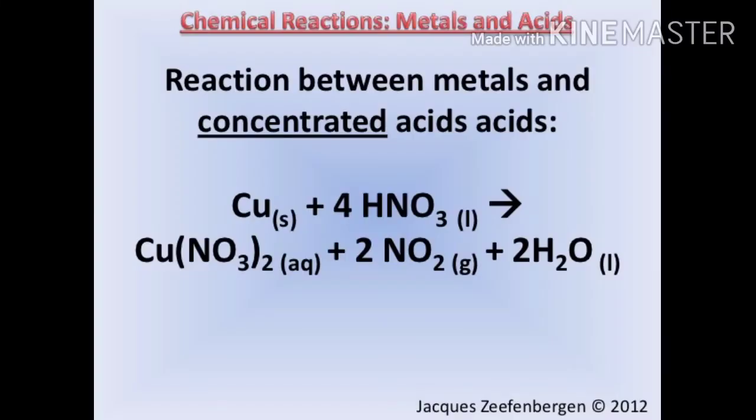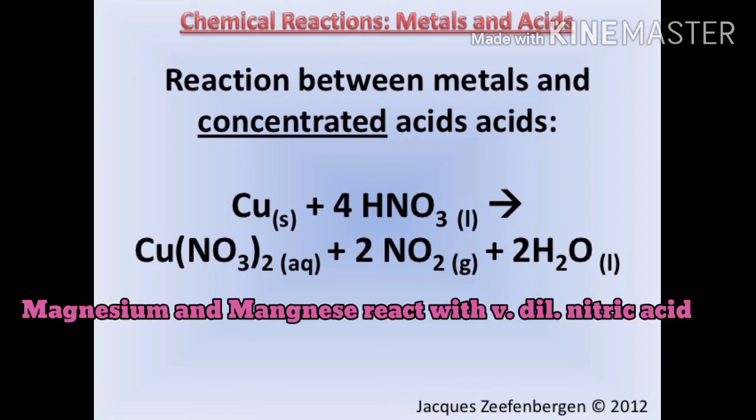Hydrogen gas is not evolved when a metal reacts with nitric acid. It is because nitric acid is a strong oxidizing agent. It oxidizes the hydrogen produced to water and itself gets reduced to any of the nitrogen oxides. But magnesium and manganese react with very dilute nitric acid to evolve hydrogen gas.